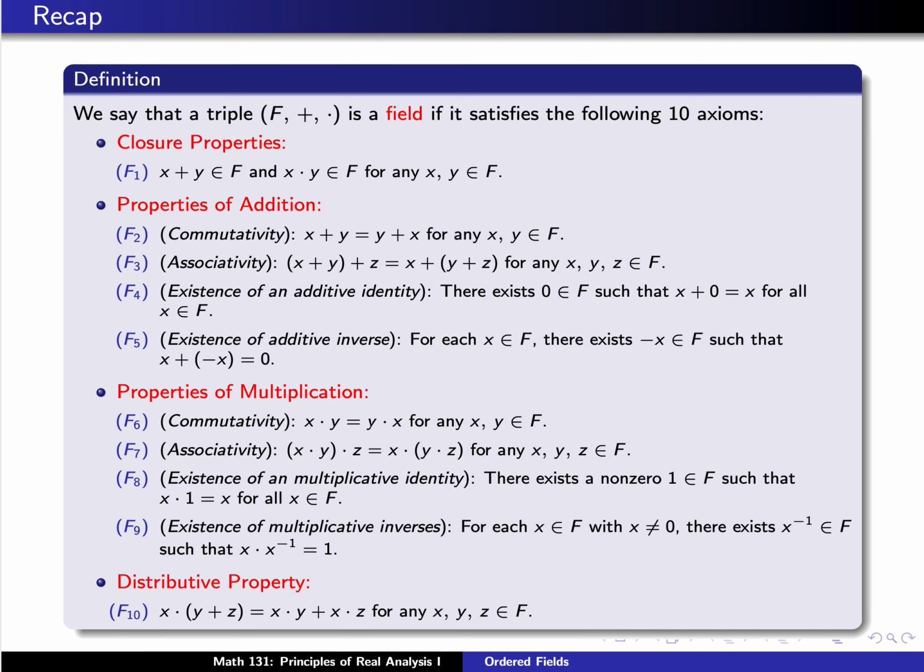The 10th axiom says that there should be a relationship between addition and multiplication. Given three elements x, y, and z, we can first add y and z and then multiply by x, or we could multiply x and y, multiply x and z, and then add those two resulting numbers together.